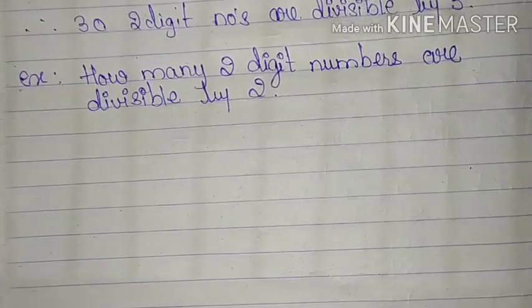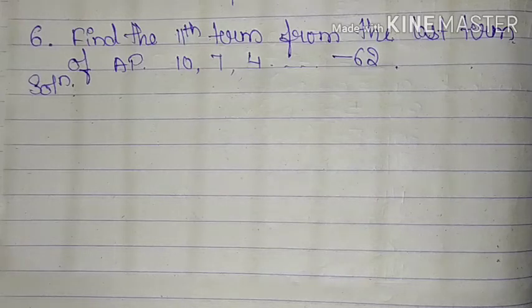Okay, moving on. In the 6th question, they have asked us to find the 11th term from the last term of the AP 10, 7, 4 and so on up to minus 62. Here in this question, the trick is they have not asked us to find the 11th term. Okay, if in an AP I were to tell you to find the 4th term, you will start from A, right? A plus D, A plus 2D and A plus 3D will be your 4th term. But here the trick is that they have asked you to find the 11th term from the end of an AP. You have to come in reverse order here.